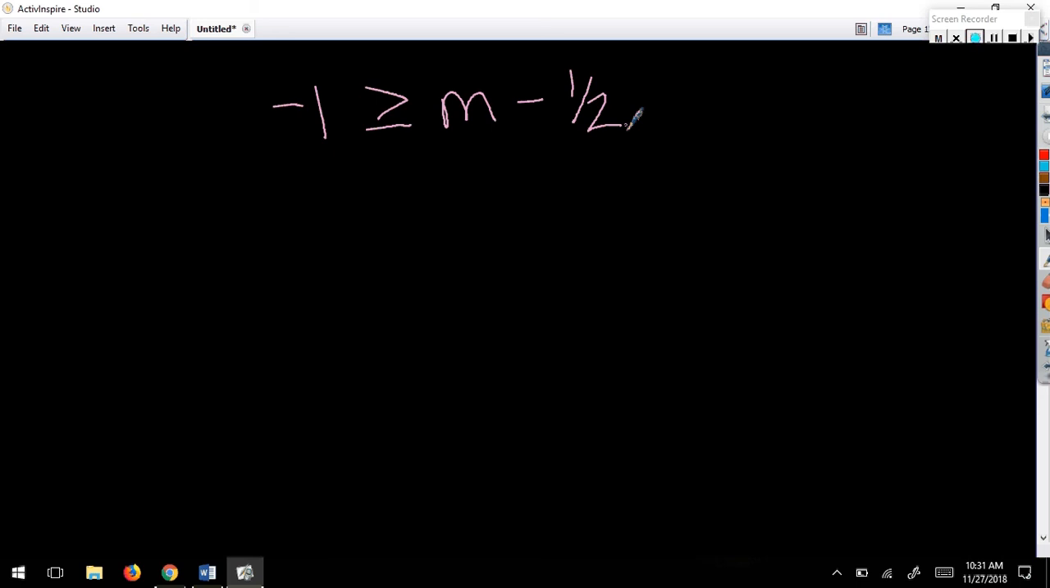I'm going to go ahead and solve for the variable first. What's keeping the variable from being by itself? Negative 1/2. So you got plus one. So I got to add 1/2. So my question to you is, what is negative 1 plus 1/2?